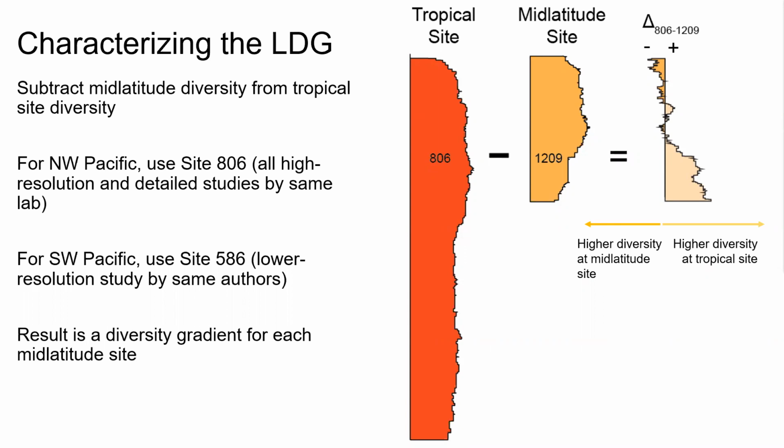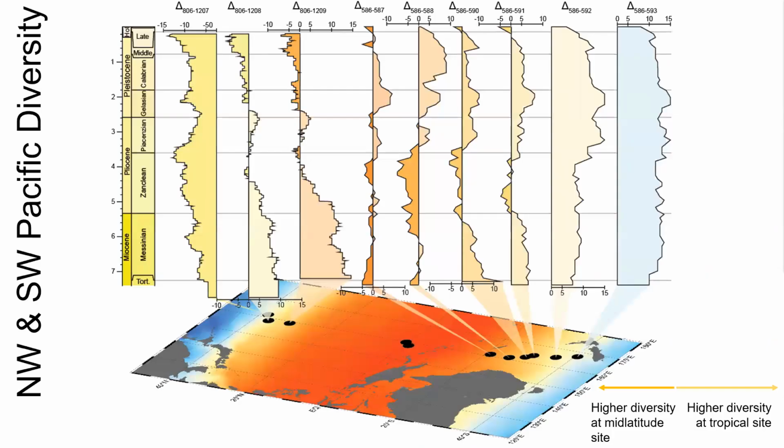We'll only investigate the patterns of diversity in changing LDG through the last 7 million years, as that's the age of the oldest sediments above a major hiatus at the tropical Southwest Pacific site 586. These are the differences in diversity curves plotted for the Northwest and Southwest Pacific.